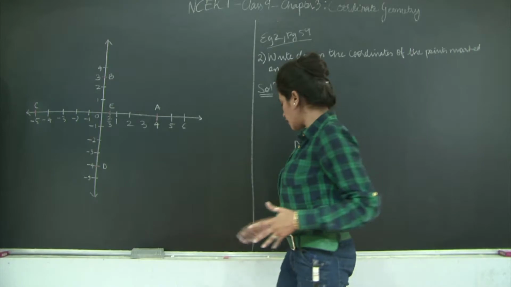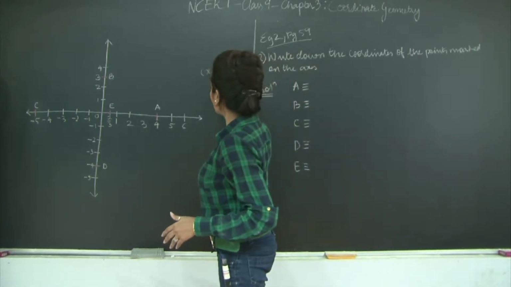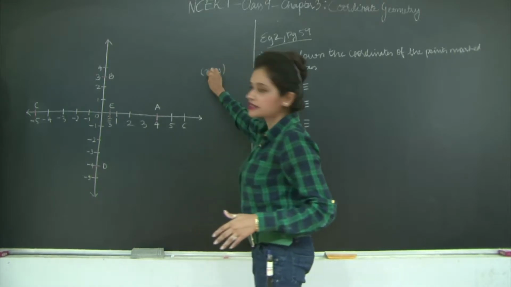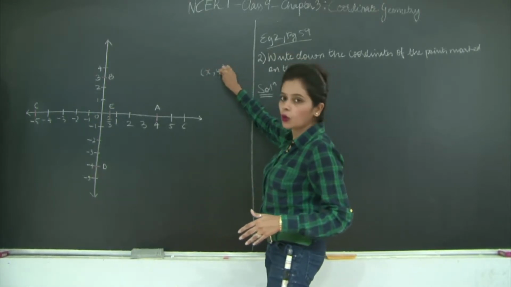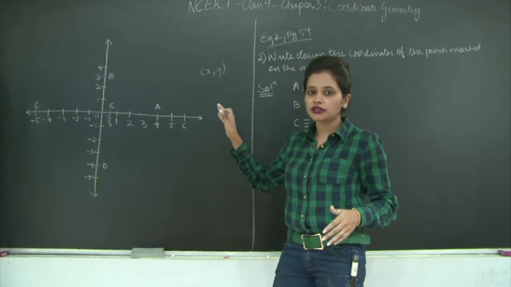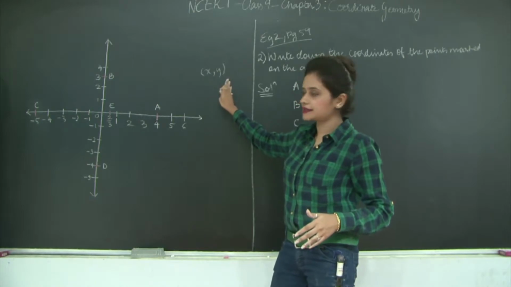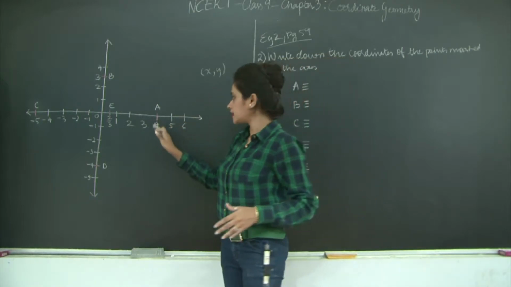So the coordinates, as we learnt in our previous classes, are represented as (x, y), where x is your abscissa or the x coordinate and y is the ordinate or the y coordinate. So what is your abscissa? It is the perpendicular distance from the y axis, and ordinate is the perpendicular distance from the x axis. So let's check for point A.